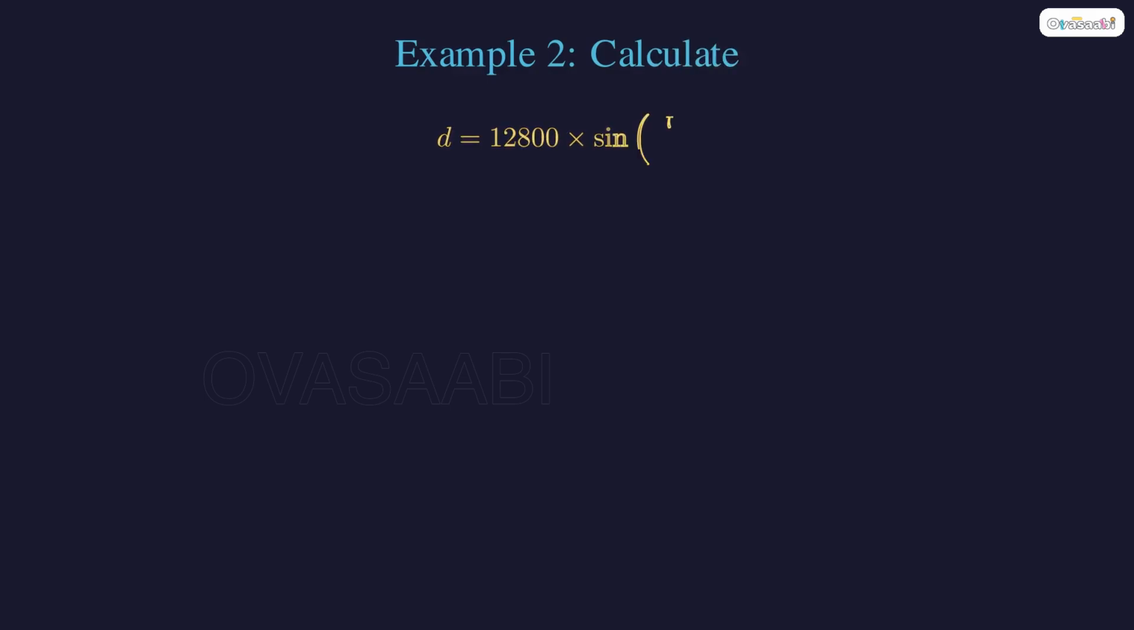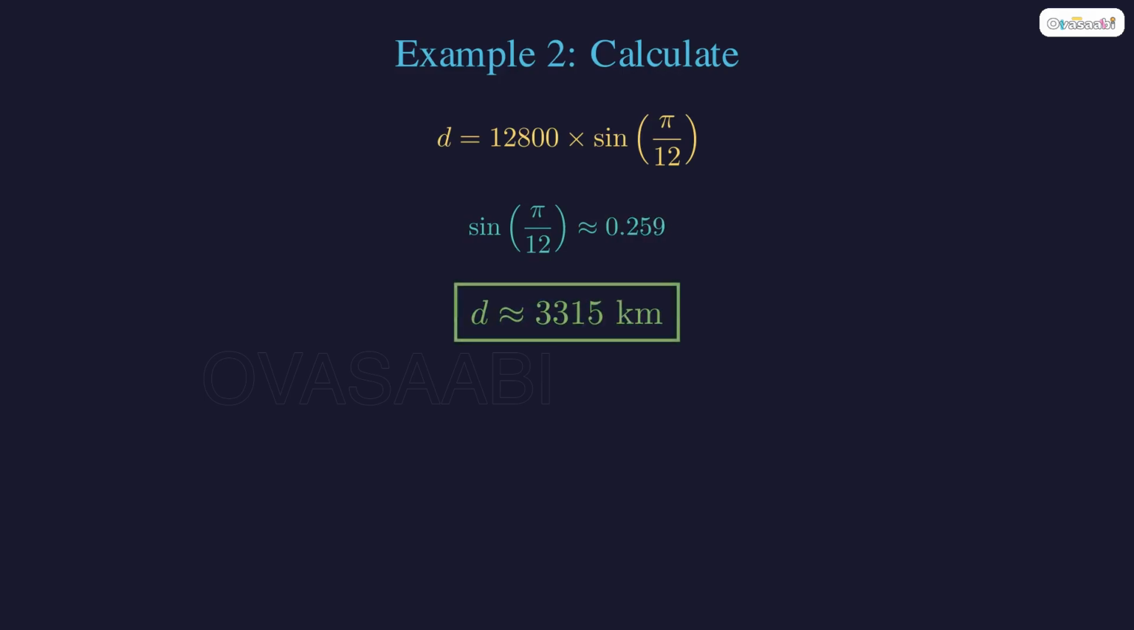This becomes 2 times 6,400 times sine pi over 12. Sine pi over 12 is 0.259. Answer is 3,315 kilometers.